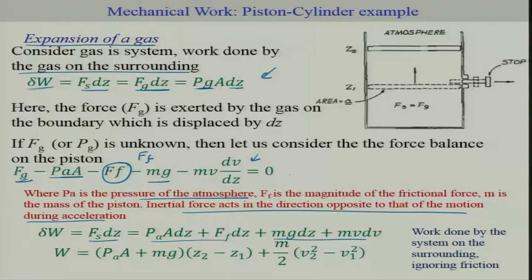So, this will be the work done by the system on the surroundings. If you ignore friction, then you will have W equal to Pa plus mg, times Z2 minus Z1, plus the difference in the kinetic energy. So, this would be your kinetic energy plus potential energy, and this is the work done by the piston on the atmosphere for displacing the air and increasing the volume by dV. So, this will be your dV. This is a typical example of a piston cylinder for this case.